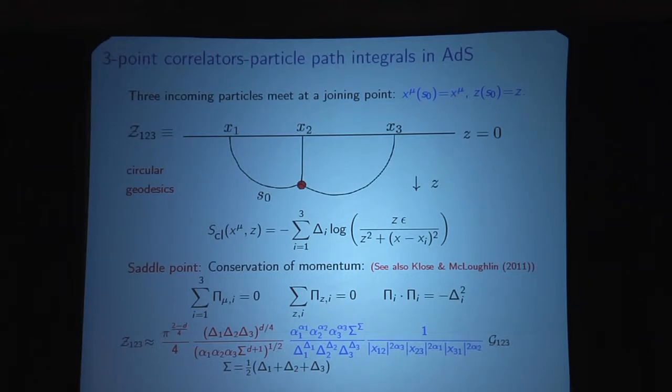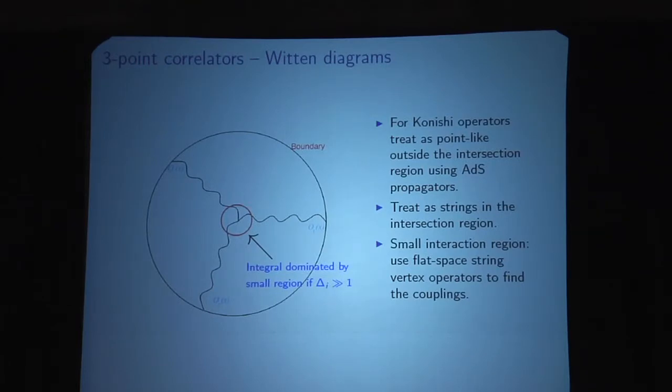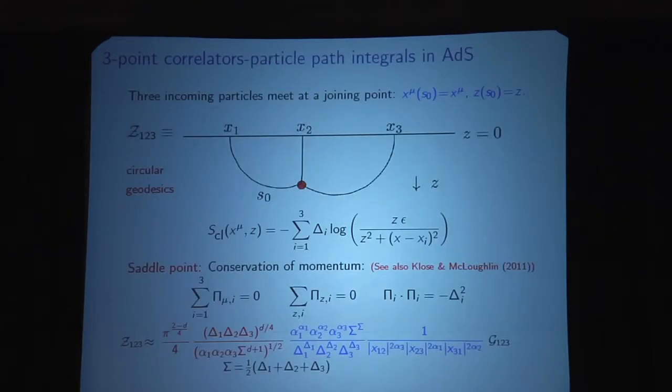So the sums of these three momenta are 0, and also on these circular geodesics, their squares are minus the dimension squared of these operators. Okay, so if I exponentiate minus this, plugging in what I find for my z's and my x's, this gives me this part here in blue. This is what you expect for a three-point correlator in a conformal field theory.